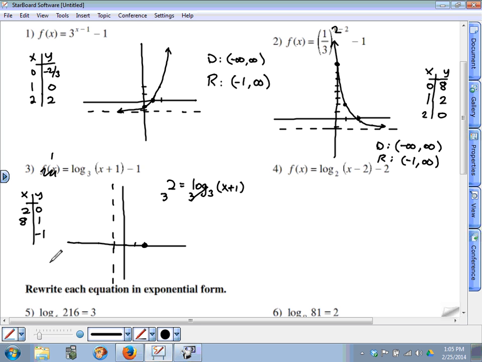We could let y equal -1 here. You can see what happens. So if we add 1 to the other side, we get the equation 0 equals log base 3 of x plus 1. Exponentiate both sides. We get 1 is equal to x plus 1. That means that x has to be 0. So there are a couple of points we can plot. 8, 1, and 0, -1.